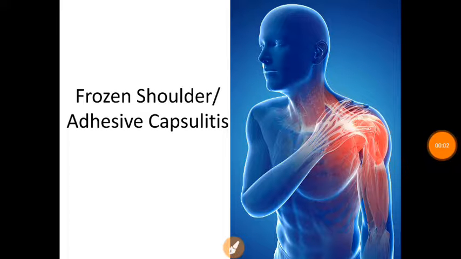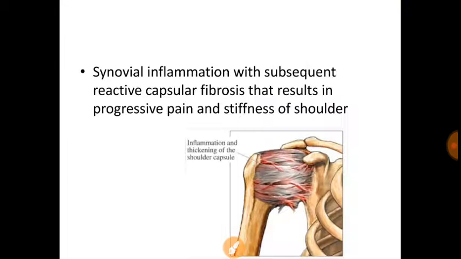Hey guys, today we're going to talk about frozen shoulder, also known as adhesive capsulitis. It's a synovial inflammation with subsequent reactive capsular fibrosis that results in progressive pain and stiffness of the shoulder.